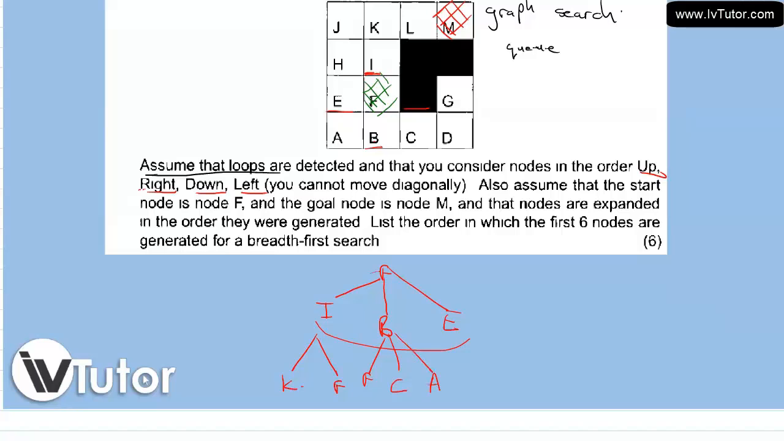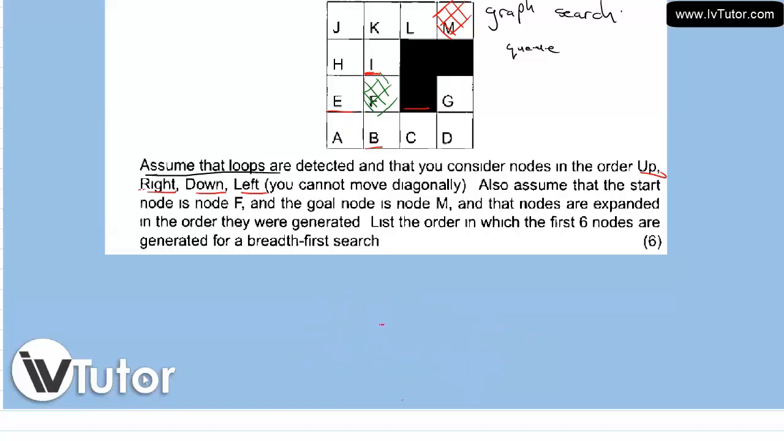E will then give you, up, H. Then right will be F, and then down will be A, and then left is nothing. So these are the nodes that are being generated, but we only need to give the first 6.